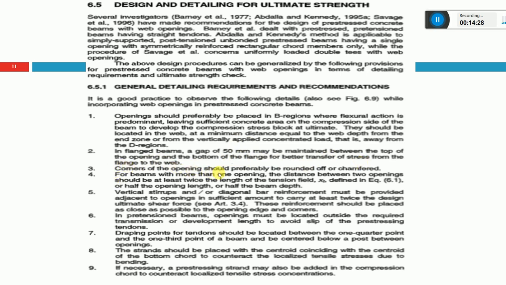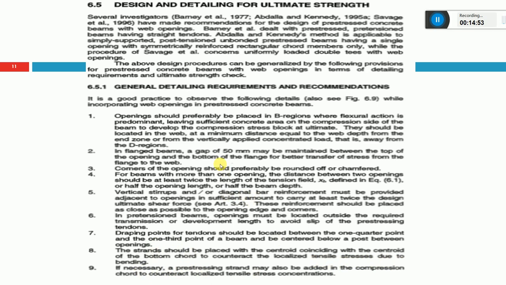The corner of the opening should probably be rounded off or cambered. For beams with more than one opening, the distance between two openings should be at least twice the length of the tensile yield. Another main point to check is that the strand should be placed to coincide with the centroid of the bottom chord, to counter the localized tensile stresses due to bending.